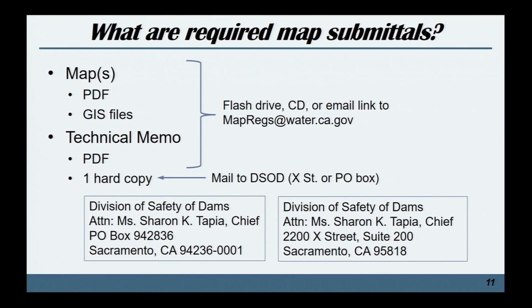We also require a PDF of the technical memo that documents all the modeling assumptions, and then only one hard copy of the technical memo. And that's just for our review to make sure that we can review and approve the map. And then we have 2 different mailing addresses depending on what courier you use. Those are both also on our website.